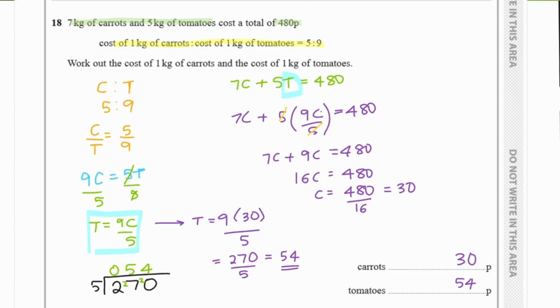So this was a 4-mark question, and we would get the first mark for setting up a correct equation for the total of the 7 kg of carrots and 5 kg of tomatoes. The second mark would be for setting up an equation using the ratio that they've given us. The third mark would be for finding a correct value of 30 for our 1 kg of carrots. And the last mark would be for finding the correct value for the 1 kg of tomatoes.